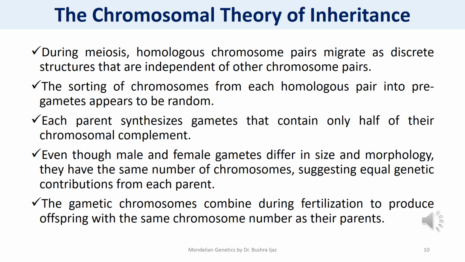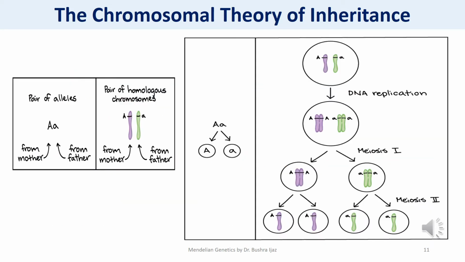And then, even though male and female gametes, which are sperms and eggs, differ in size and morphology, they have the same number of chromosomes, suggesting equal genetic contribution from each parent. And the last point is that the gametic chromosomes combine during fertilization to produce offspring with the same chromosomes as their parents.